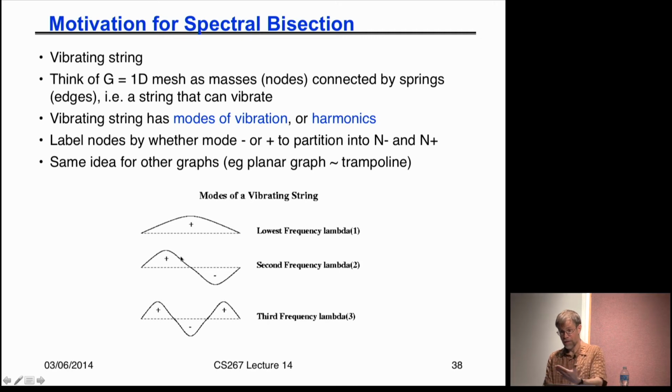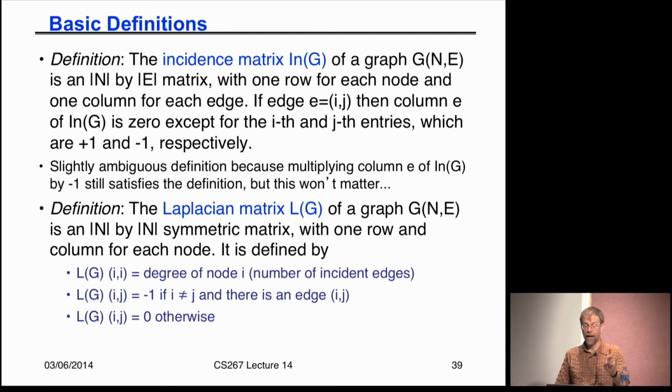So let me now figure out how I'm going to do that. I have to define two matrices that are associated with a graph. One of them is called the incidence matrix, and the other one is called the Laplacian. And we've seen the Laplacian before for nice regular meshes, but now I have to define it more generally. So what's the incidence matrix of a graph? It's just a different mathematical notation for the graph.